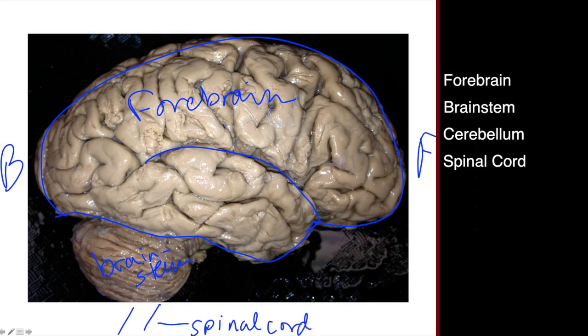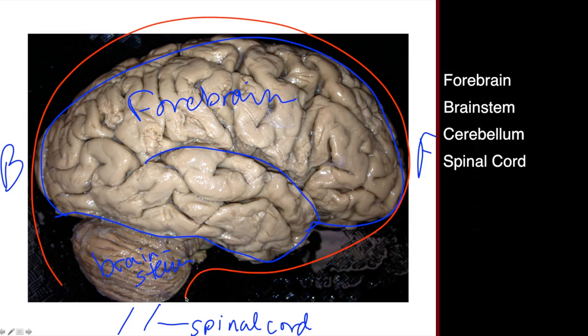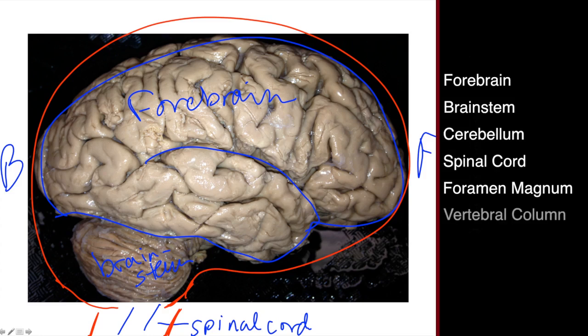Now, the separation between the brain and the spinal cord is that the brain is contained in the skull. And then there's an opening in the skull called the foramen magnum where the brain actually attaches to the spinal cord. And the spinal cord is contained in a different set of bones called the vertebral column.